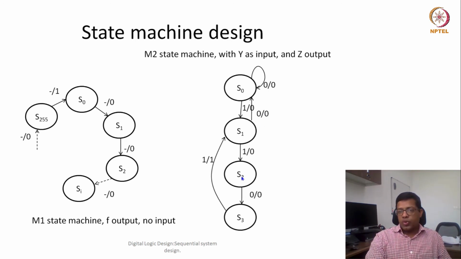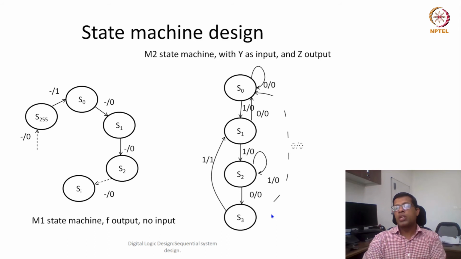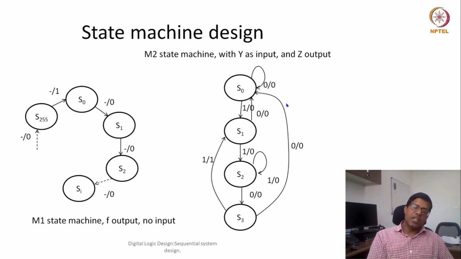In case of S2, if 0 comes, it's going to S3 state, but if 1 is coming, then it has matched at least 2 bits, 1 1. So that means it will still remain at S2 state. Output is going to be 0. In case of S3, if we have 1 as an input, then we are going to S1 state. If 0 is the input, it will become 1 1 0 0, so we have to go back to S0 state, the initial state, with the output 0.